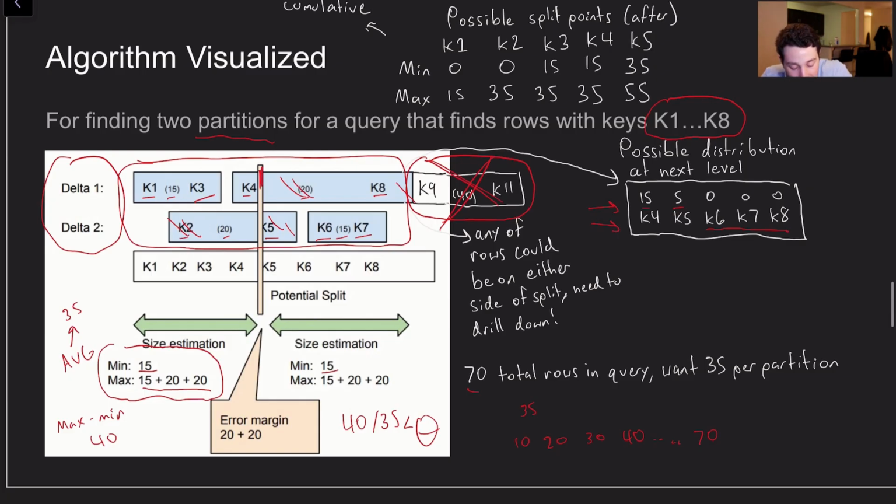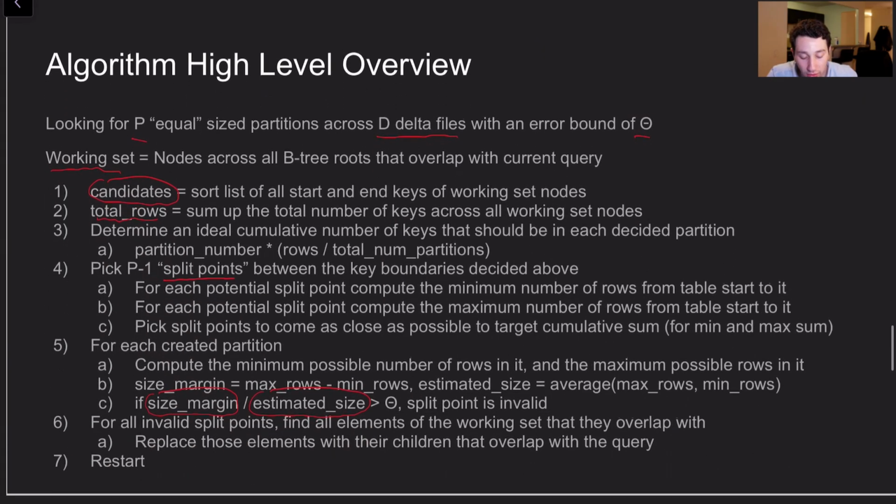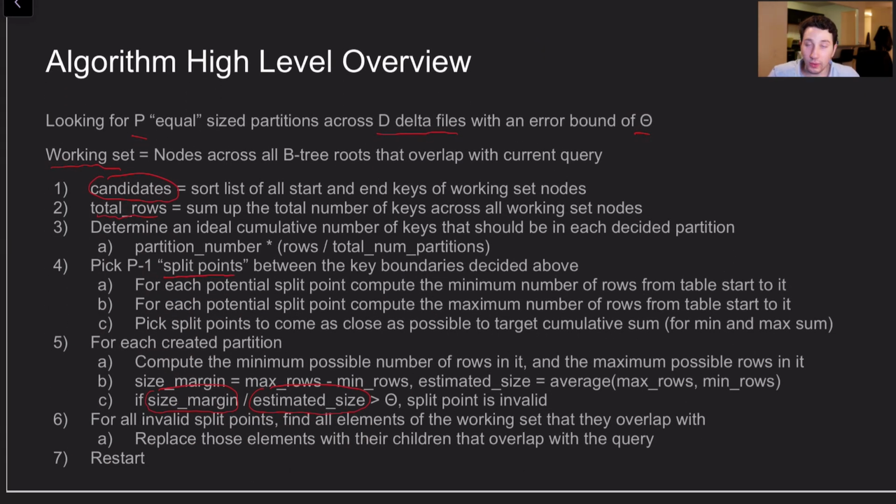So in this case, our split point is some sort of arbitrary key that's right between K4 and K5. Now the question is, how do we actually compute these split points? We're going to have to pick things. We're not going to pick them completely randomly. Well, for this iteration of the algorithm, the way that we pick a split point is by doing the following.